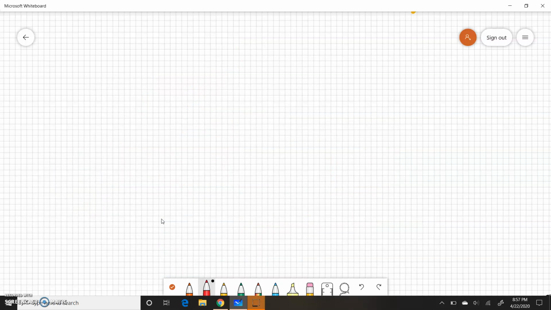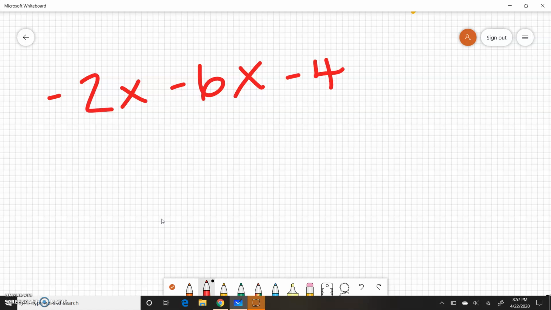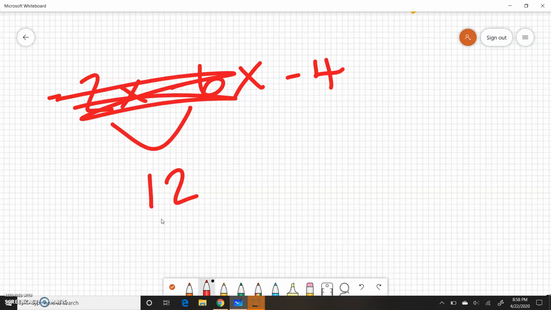It might not be an exponent problem. You could be given negative 2 times negative 6 times negative 4. So I'm going to go with negative 2 times negative 6 first. 2 times 6 is 12, and since they're both negative, my answer is positive 12. So now I'm left with 12 times negative 4. 12 times 4 is 48, and since my signs are different, it is negative.